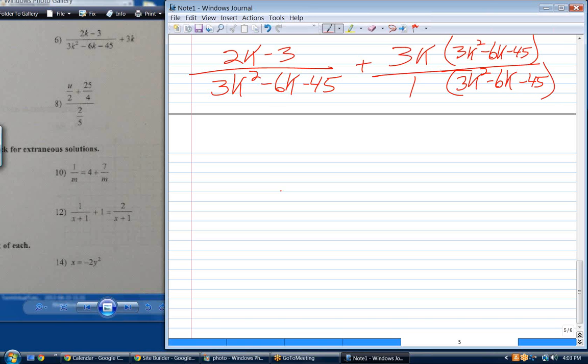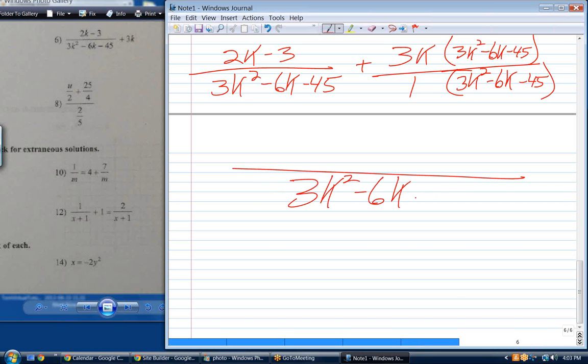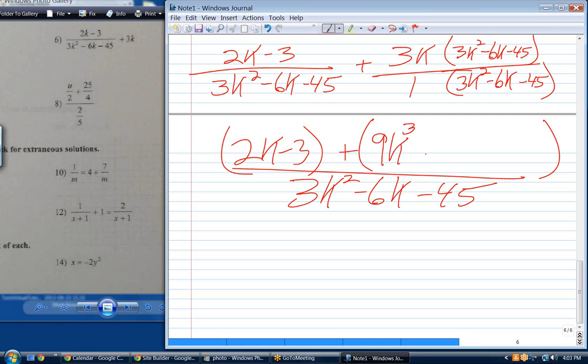Okay? Now let's simplify the numerator. So here's my new common denominator for the whole thing. I've got this 2k minus 3 up here. I'm going to put parentheses around it for clarification. What do I have on the right side now? Is it 9k cubed minus 18k squared, and then minus 135?